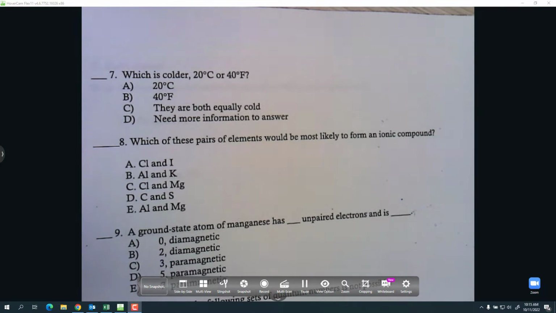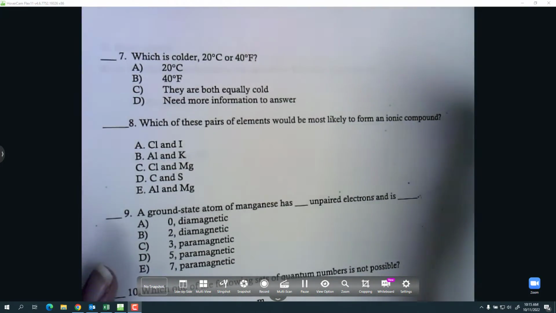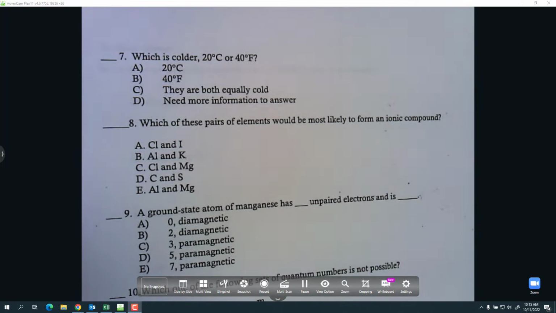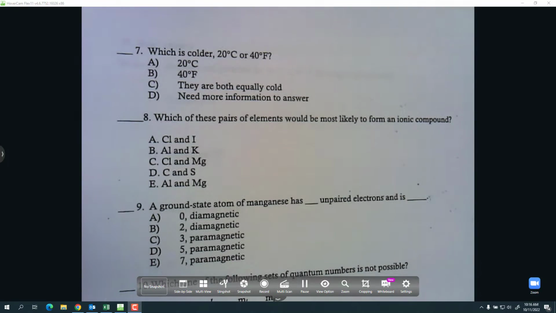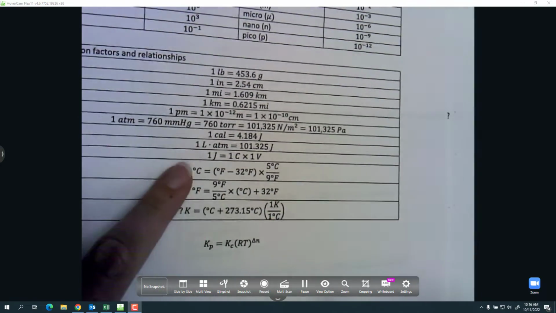All right, which is colder, 20 degrees Celsius or 40 degrees Fahrenheit? I have no idea, right? I do know that if I have them in the same unit, I can compare them. So let me put one of them in the same unit as the other. I don't have the equations memorized for how to convert, so I can pull out my equation sheet. I could go either way. I'm just going to use this first one here.